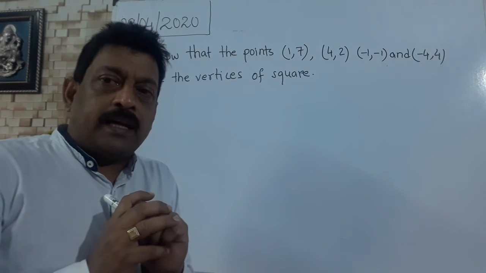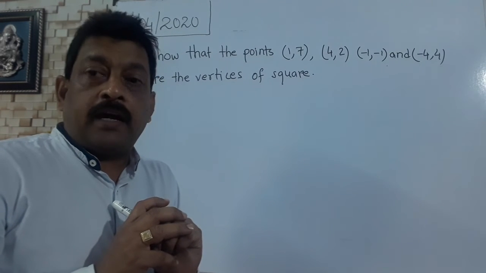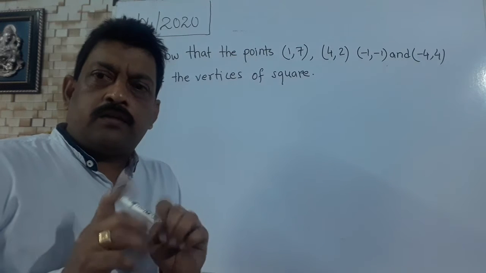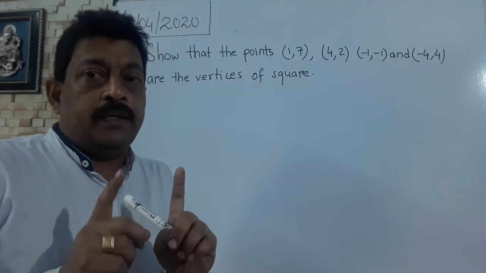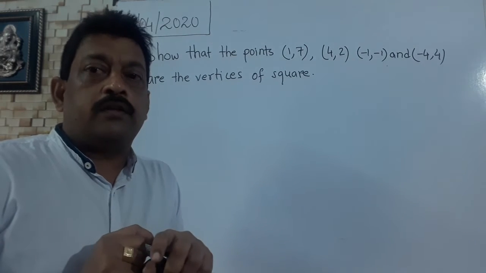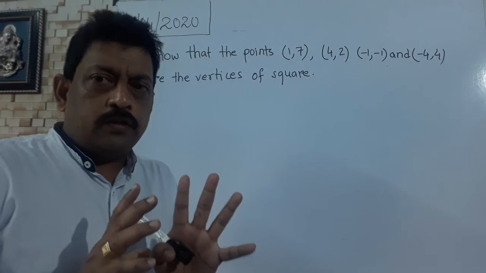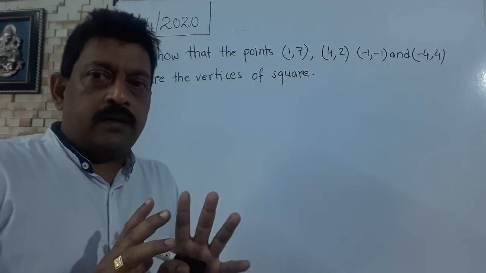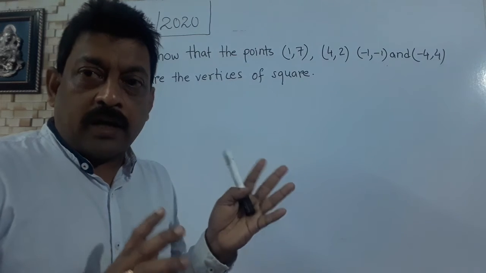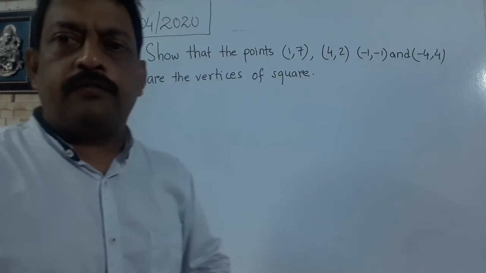We have to find the diagonals. In case of a square, the diagonals will be equal, and in case of a rhombus, the diagonals will not be equal. So first of all, we have to find the sides of the square. If it is a square, we have to find all the 4 sides.